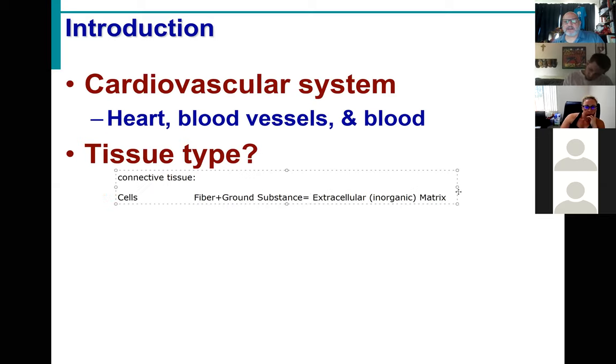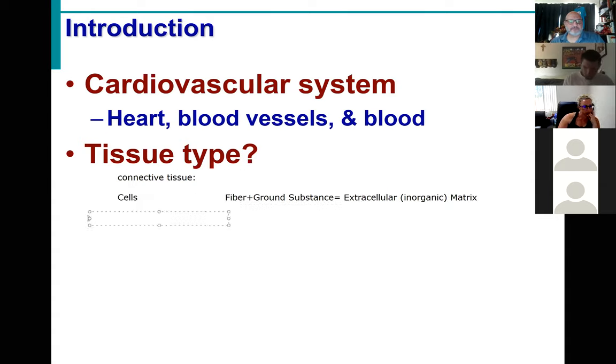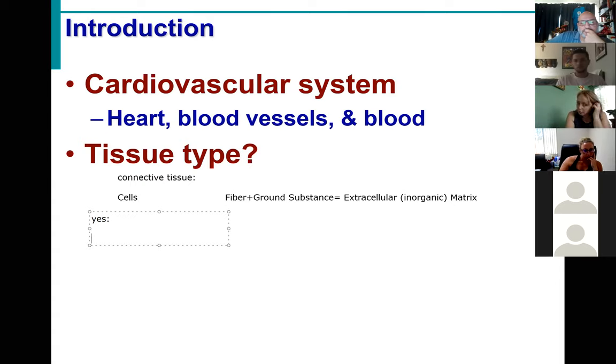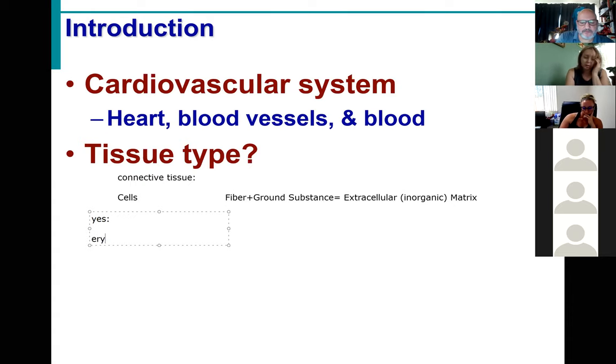So let's check. Does blood have cells? Yes. Okay, we say yes. Give me examples. Erythrocytes, leukocytes. Excellent. And thrombocytes. Excellent. I like it when you guys use fancy terms with me. Erythrocytes. I heard leukocytes. And I heard thrombocytes.